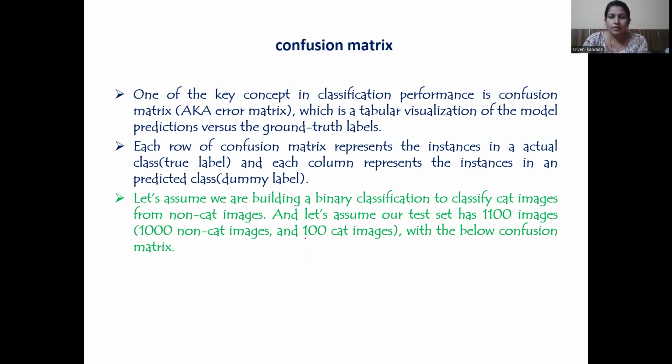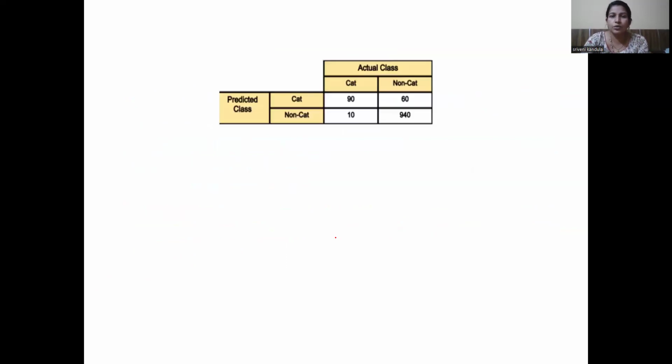As I told you, a confusion matrix will be in a tabular format. This result is taken from a source, so it is already experimented. You can see the actual class and you can see the predicted class. As I told you, the rows give us the actual class and the columns give us the predicted class.